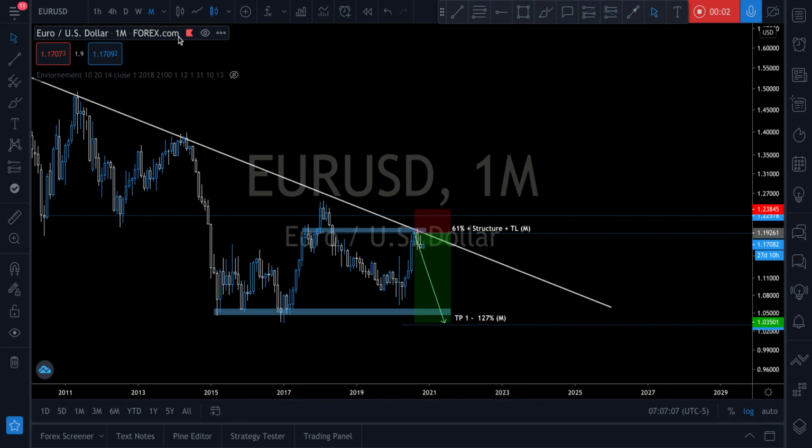What's going on, everyone? Welcome back to this multi-time frame forecast. We're going to be going over one of the major pairs, Euro USD.